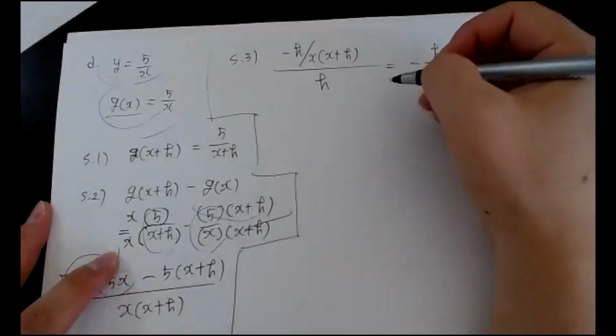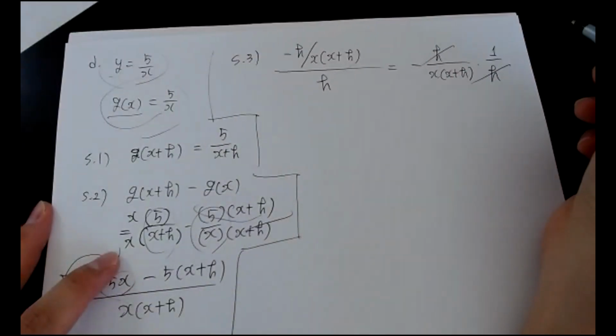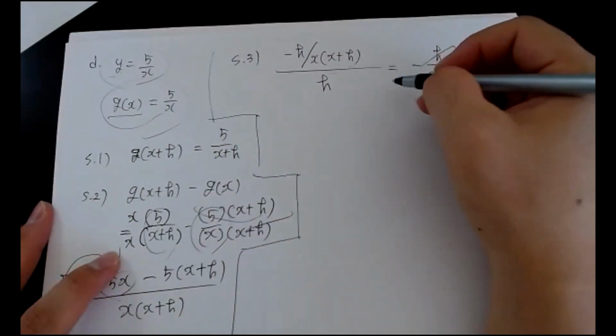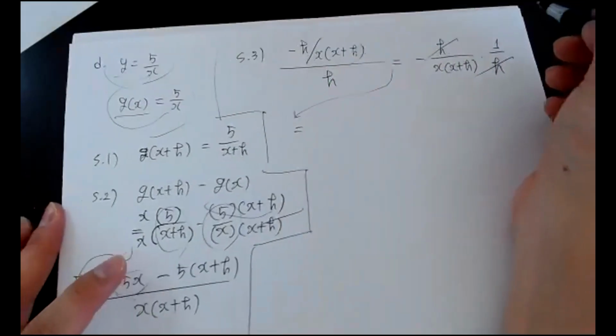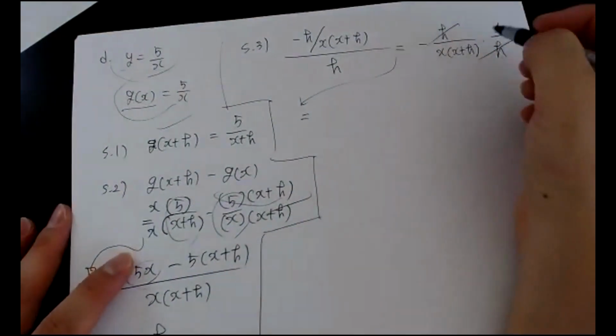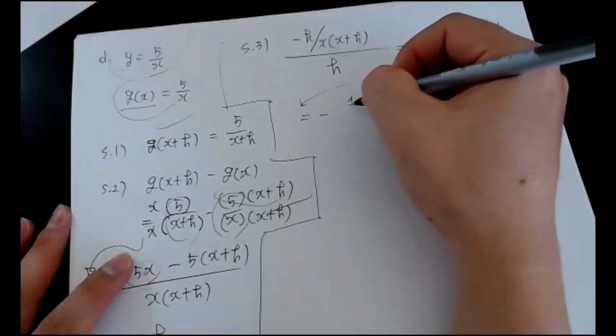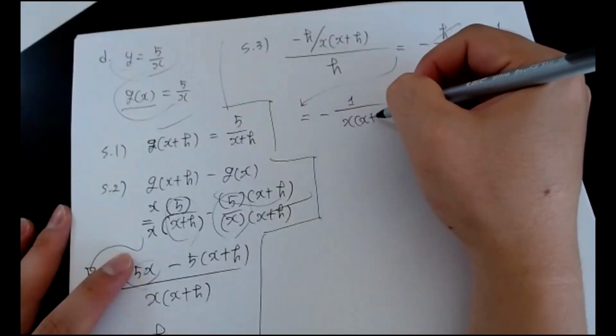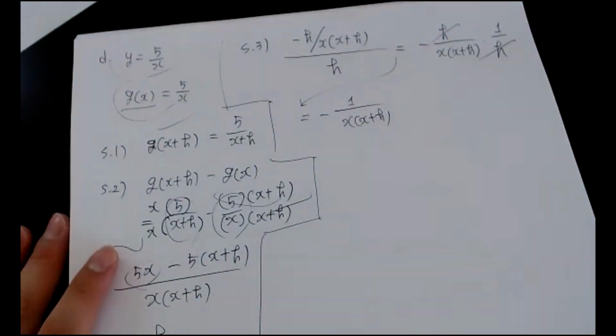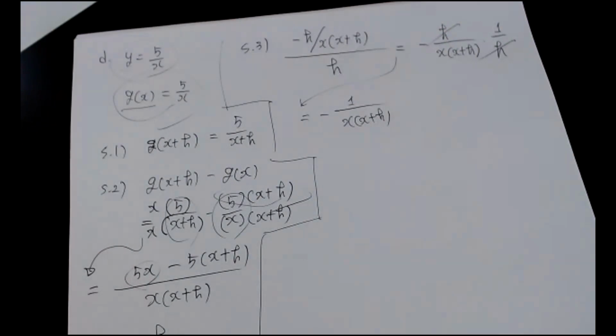So now this is equal to what? The h cancels out, right? Because of the factorization. So we get minus 1 over x times x plus h. Okay, so that's the difference quotient. I solved B and D, but please look at A and C by yourself. Now we move on to the online homework problems.